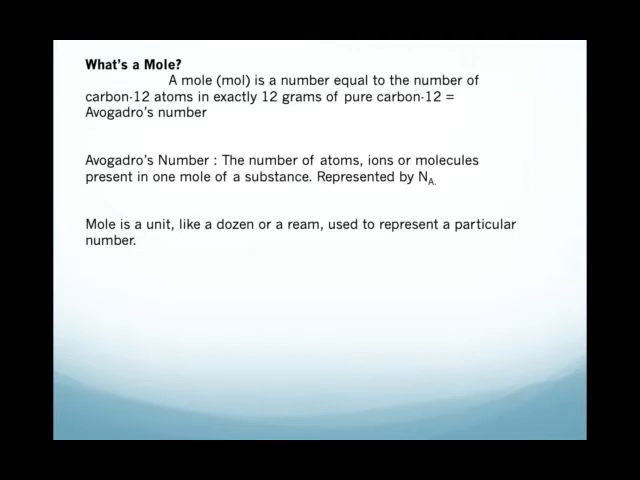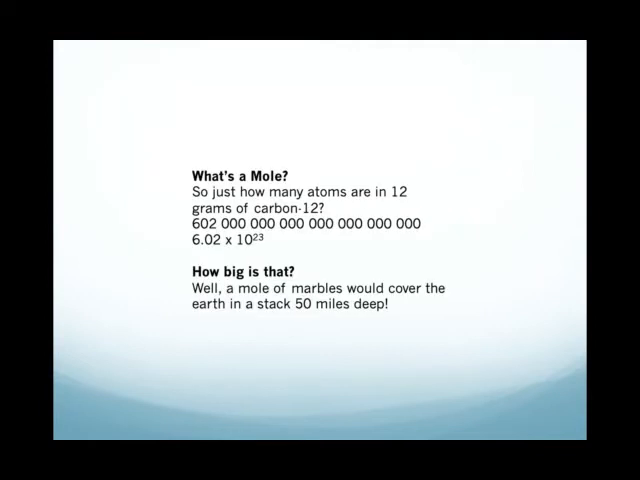The importance of Avogadro's number is that it is used to calculate the mass of atoms, moles, and the number of atoms present in a substance. So what is a mole? A mole is a unit like a dozen, used to represent a particular number. A mole can be defined as the amount of an element that contains 6.022 × 10^23 atoms. And how big is that? Well, a mole of marbles would cover the earth in a stack 50 miles deep.